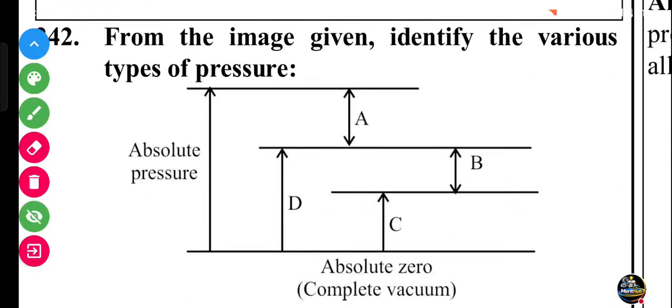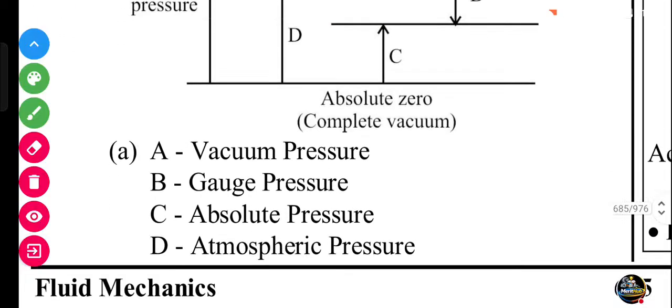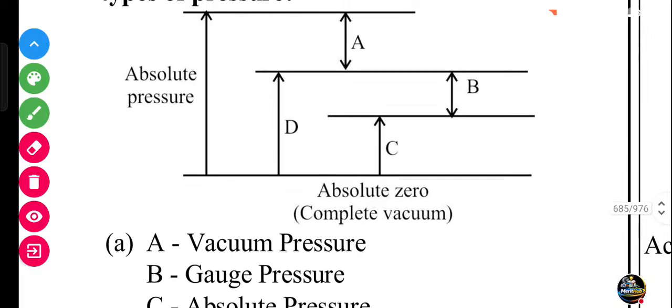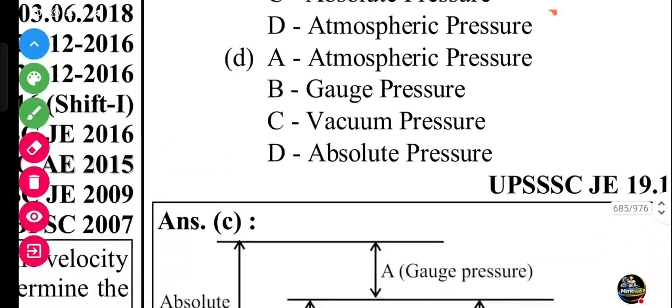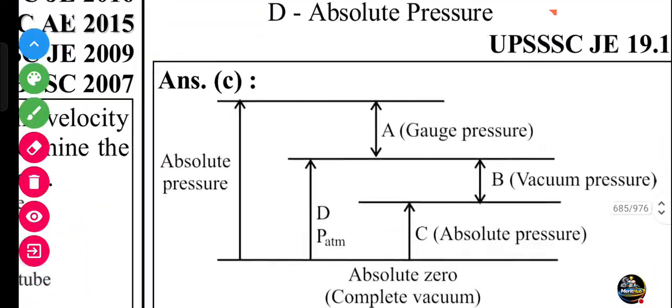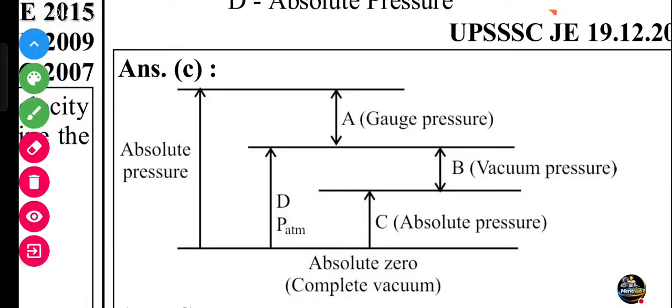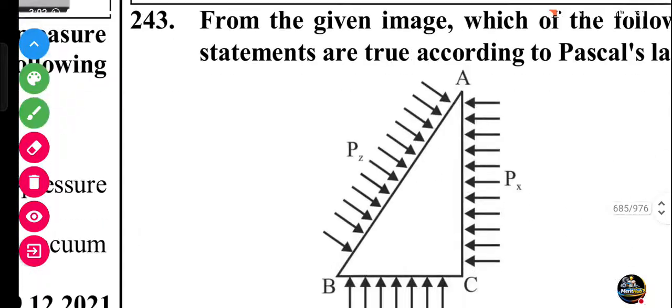Next question, friends. From the image given, identify the various types of pressure. This is the absolute pressure. A is the gauge pressure. B is the vacuum pressure. D is the atmospheric pressure. C is the absolute pressure also. Let's check what is the question. I already told this, so we will not record these options. You can say gauge pressure, vacuum pressure, and C is the absolute pressure. D is the atmospheric pressure. I already told.